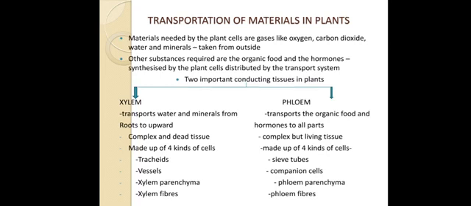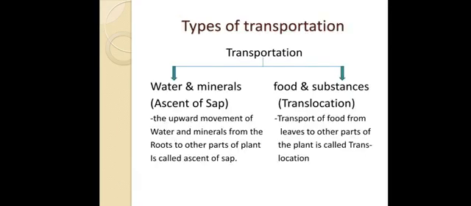It is made up of four kinds of cells: tracheids, vessels, xylem parenchyma and xylem fibers. Whereas phloem is a complex but living tissue. It is also made up of four kinds of cells: sieve tubes, companion cells, phloem parenchyma and phloem fibers.